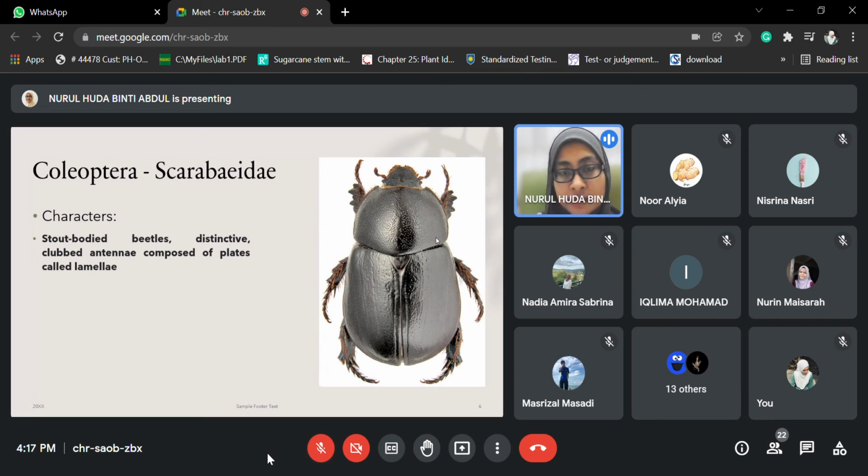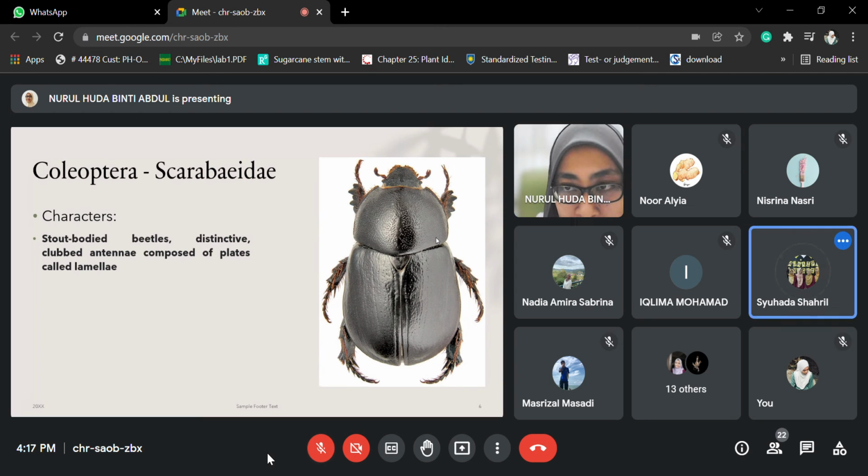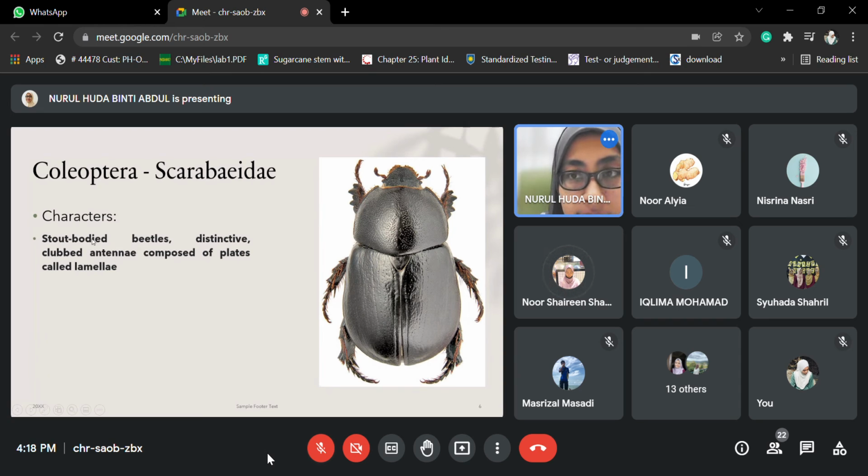What other thing you can say? Ada antena. Sorry? Antena. Antenna, yes, antenna. What other things you can say about antenna other than the club and lamellae? Apa lagi nak cakap pasal antenna selain dia? Ada short antena.